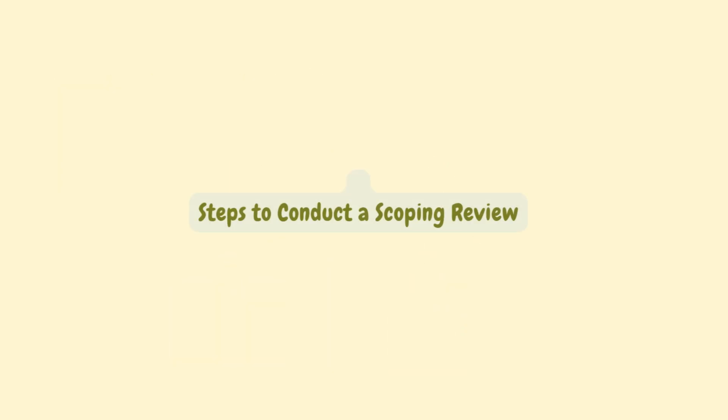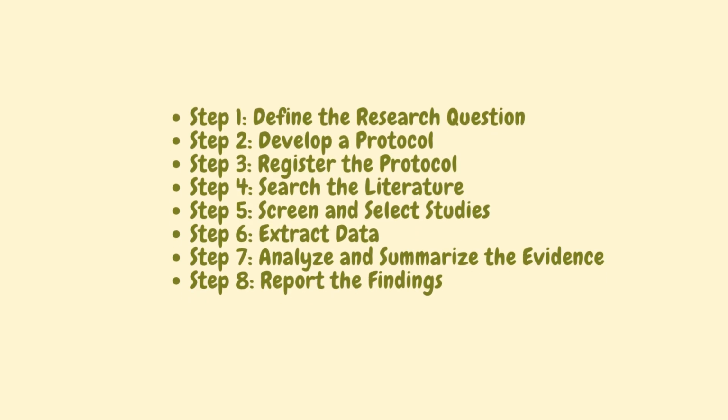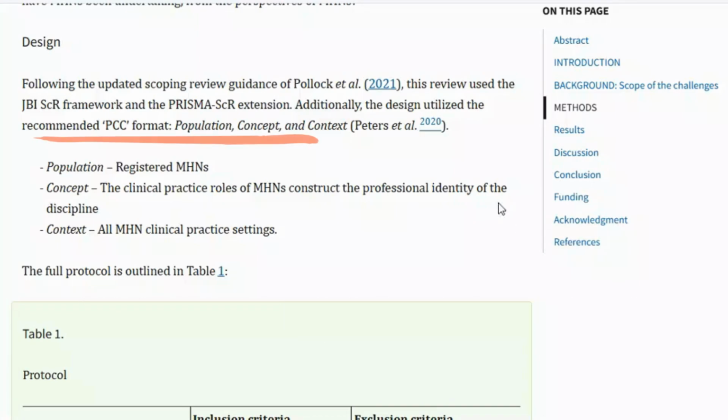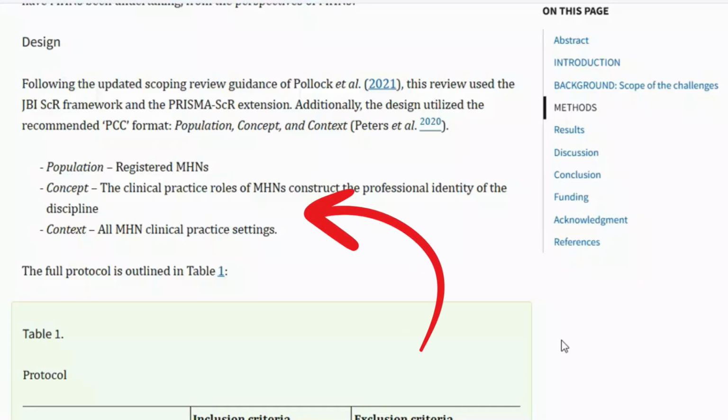Steps to conduct a scoping review. These are the main steps used to conduct a scoping review. I have linked detailed videos in the description where you can learn how to complete most of these steps one by one. Step 1. Define the research question. Start by defining the purpose of your review and writing a clear research question. A common framework used at this stage is PCC, which stands for Population, Concept, and Context. See the video linked in the description to learn how to develop a research question using the PCC framework.